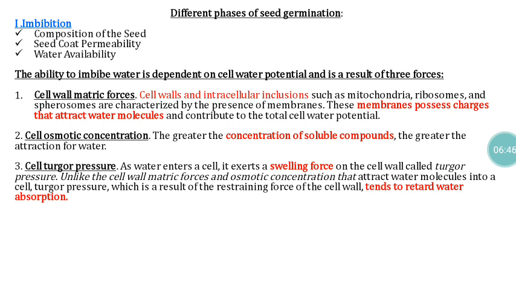Apart from that, many factors are there, but these three are considered major factors with reference to the entry of water into the seed system at the time of the germination process. The first one is the biochemical composition of the seeds. This also plays a major role in regulating water entry into the seed system during the process of imbibition.